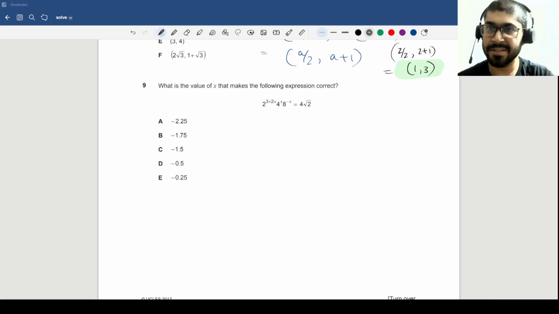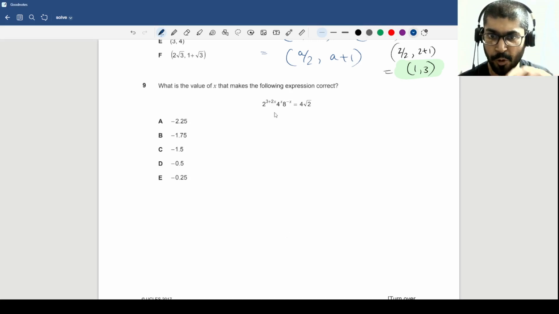Question 9. Question 9 is just a problem on exponents. Basically you will have to gather the powers on the left hand side as well as the right hand side, equate them, and you will get your answer. Just a basic application of properties of exponents. So let us see how we can solve this.